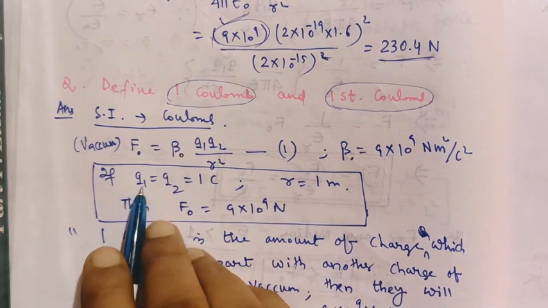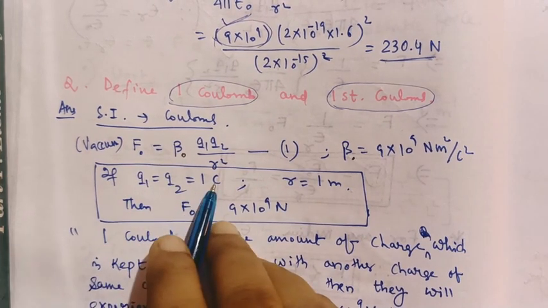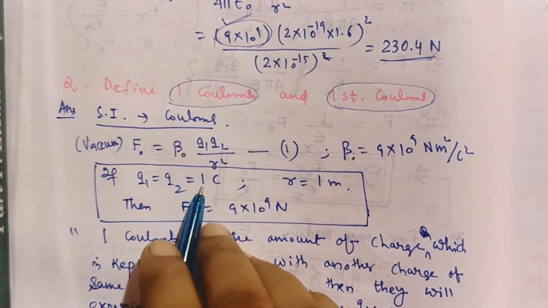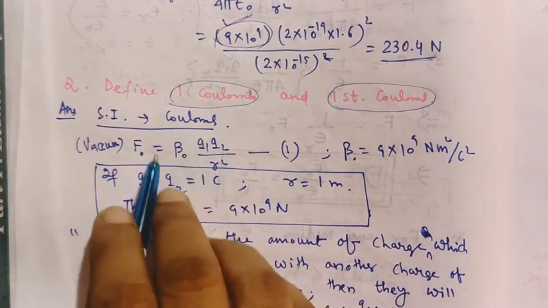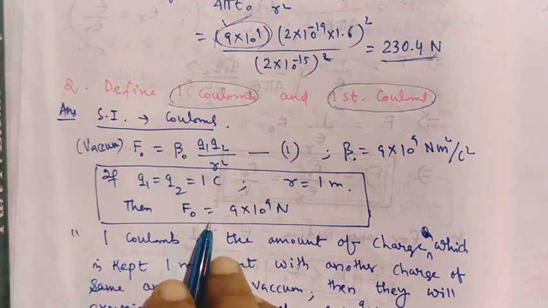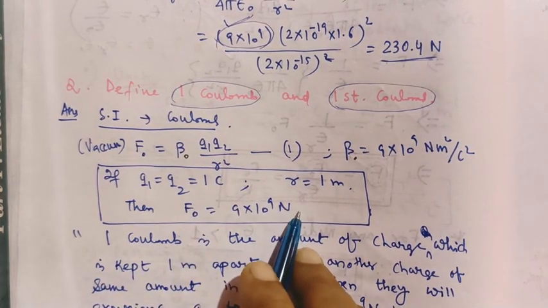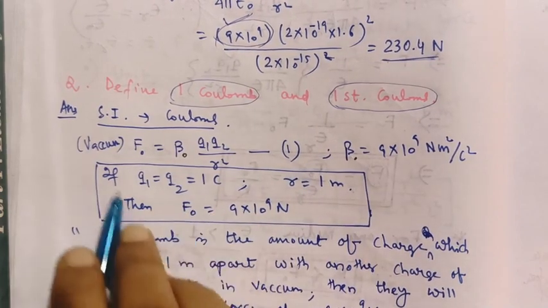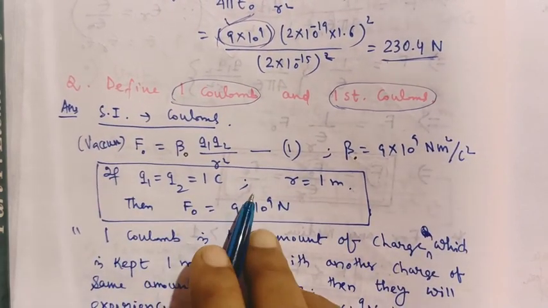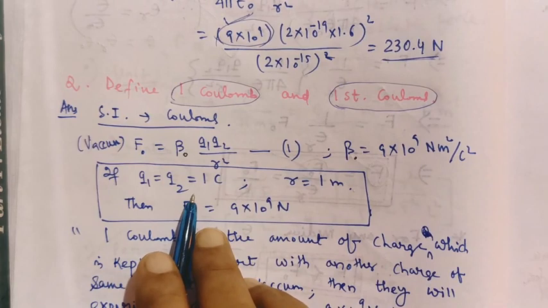If I put Q1 into Q2 is equal to 1 Coulomb, because we have to define 1 Coulomb, and R is kept 1 meter, then if you put these values in this formula, we find that F0 is equal to 9 into 10 to the 9 Newton. In this box, the data you have got, you put all this data in language, and that is the definition of 1 Coulomb.